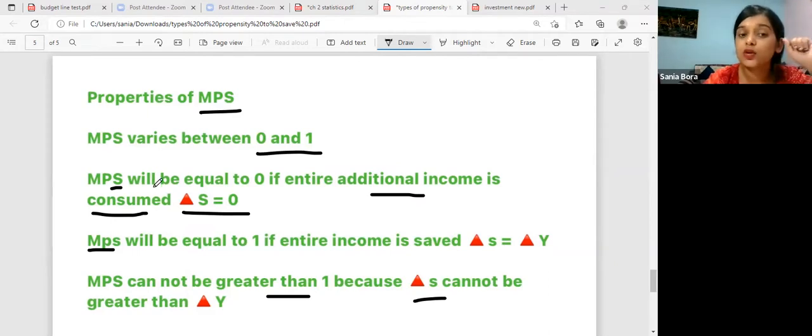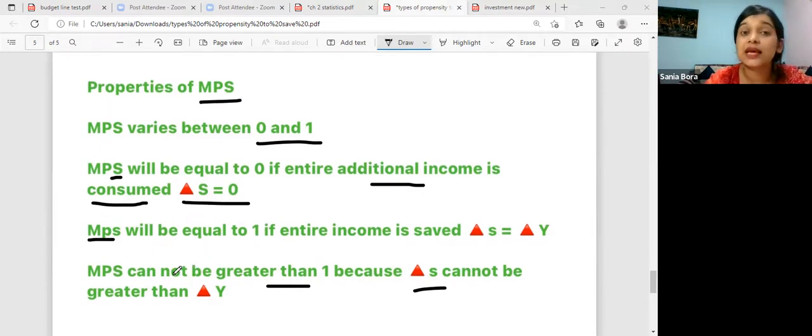So when you are using your additional income for consumption, at that moment, your MPS will be 0. But if you are using your additional income for savings, at that moment, your MPS will be 1. And remember one thing, your MPS cannot be greater than 1 because, see, whatever your income is, your savings cannot be more than that, right? So change in savings cannot be more than your change in income. That's why your MPS can never be more than 1.